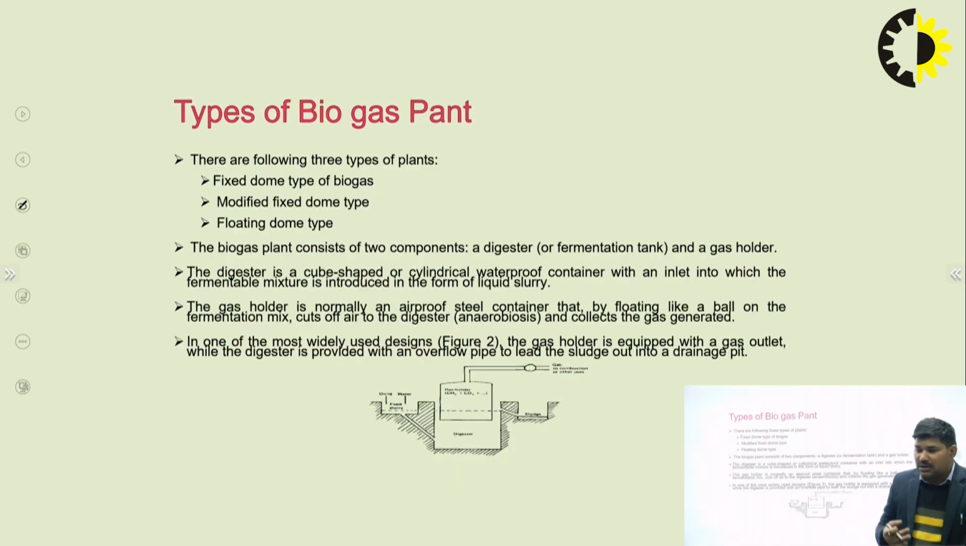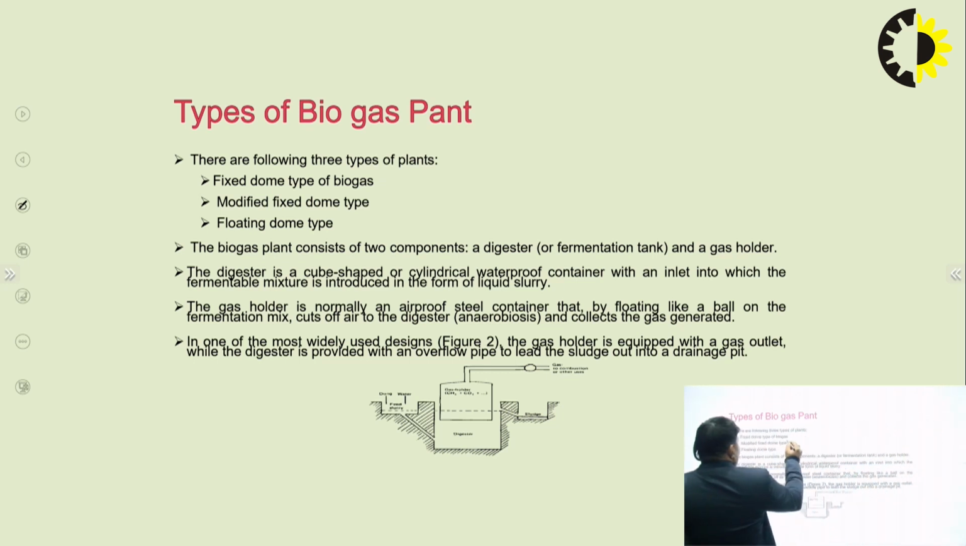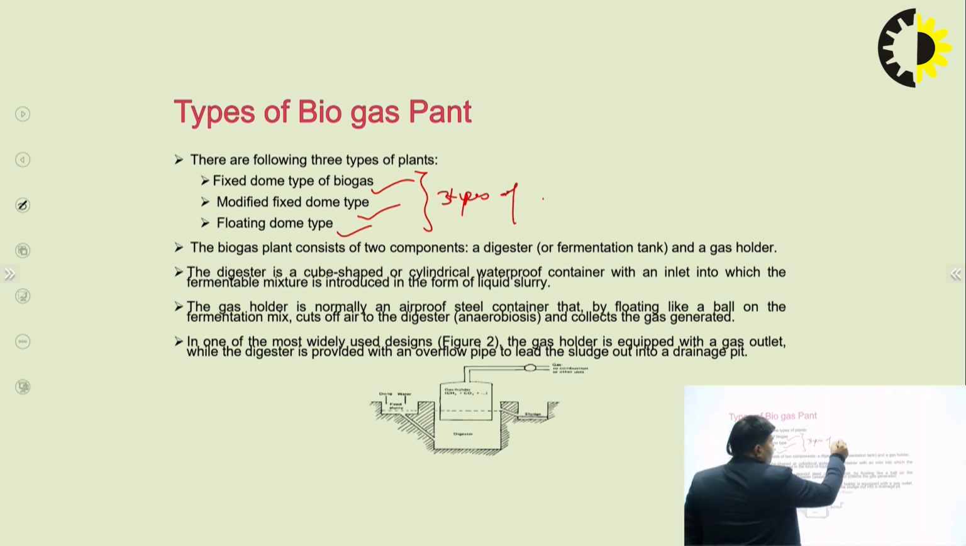So different types of biomass plants are in use. Which type of biomass plant works efficiently? I'll discuss that here. Basically there are three types of biogas power plant: the fixed dome type, then the modified fixed dome type, and the floating dome type.